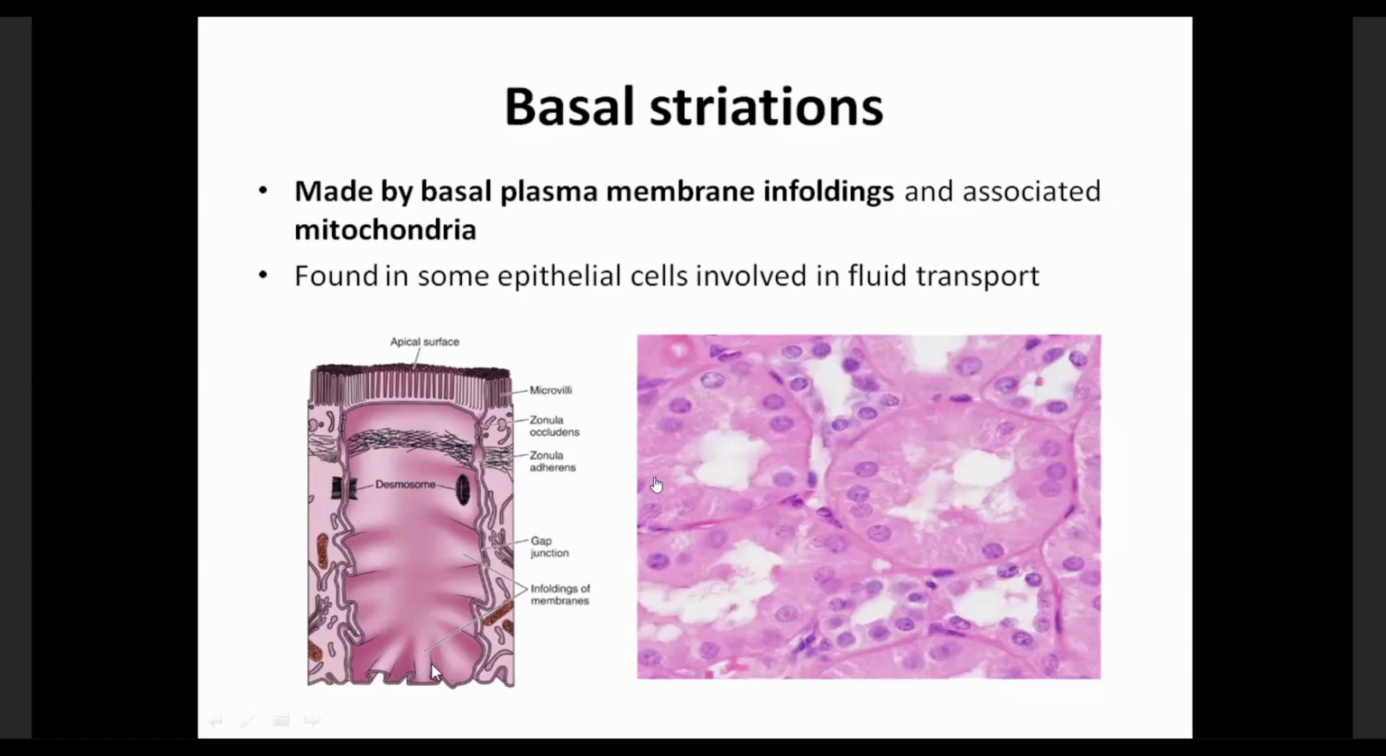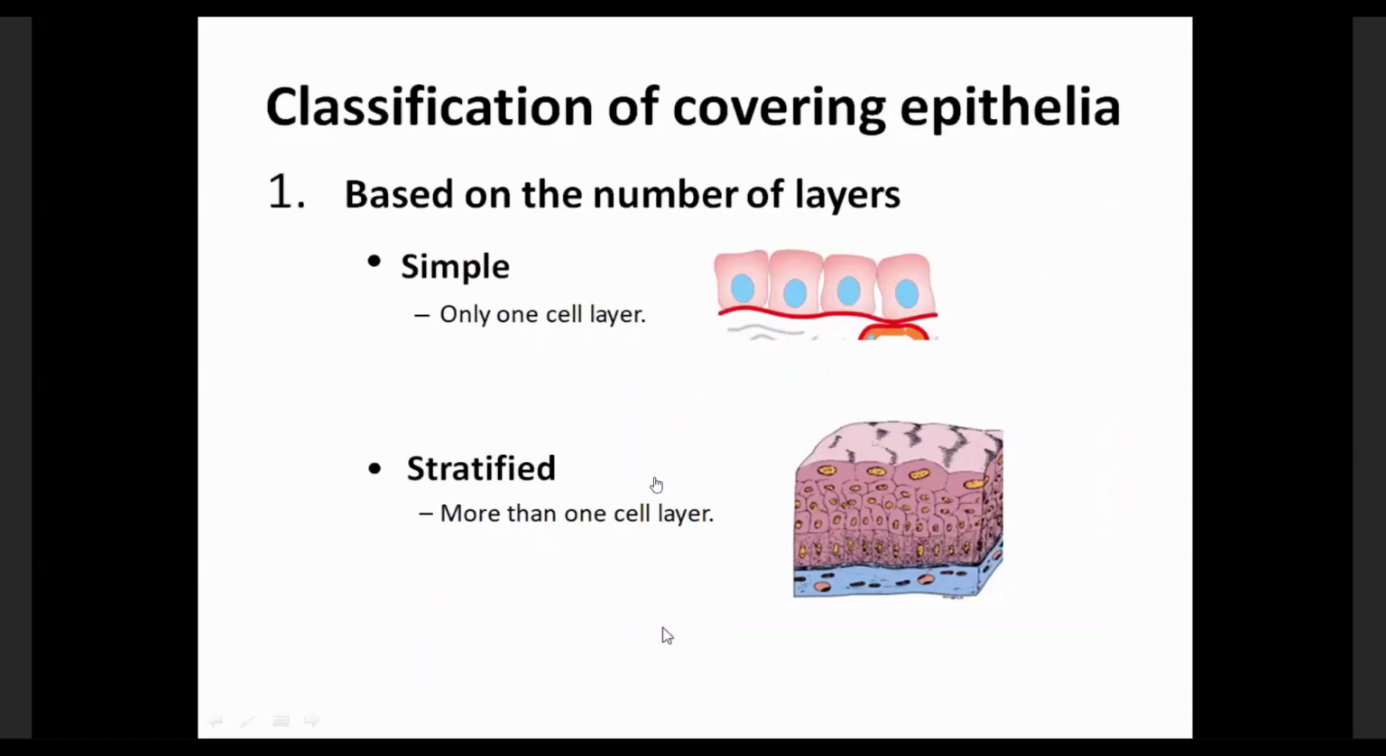Under light microscopy, you see only these as faint striations, but under electron microscopy, you see these are formed by plasma membrane infoldings along with the mitochondria. The mitochondria and such foldings under light microscopy appear as striations, same as the striated border we named for microvilli. Here we name it basal striations. That's the basal aspect of such epithelial tissue.